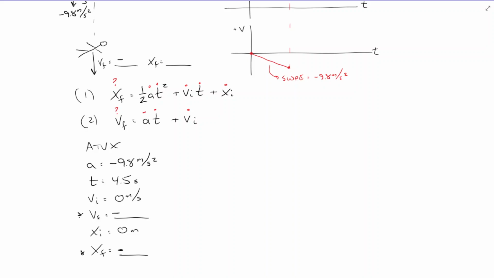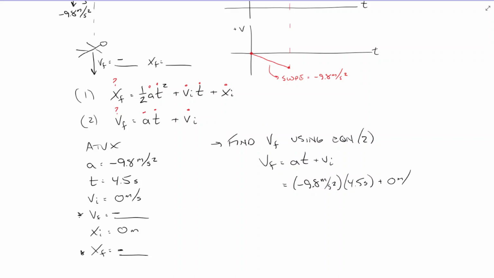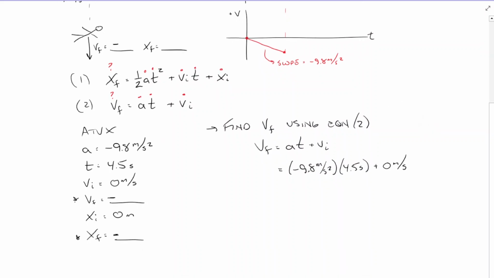So for part 1, let's find V final. V final is using equation 2, which says that the final velocity is equal to A times T plus V initial. And I can just plug in negative 9.8 meters per second squared. I'll put the units here, but you don't have to as long as everything's in meters and seconds. 4.5 seconds plus my initial velocity of 0 meters per second. Pretty simple math right here.